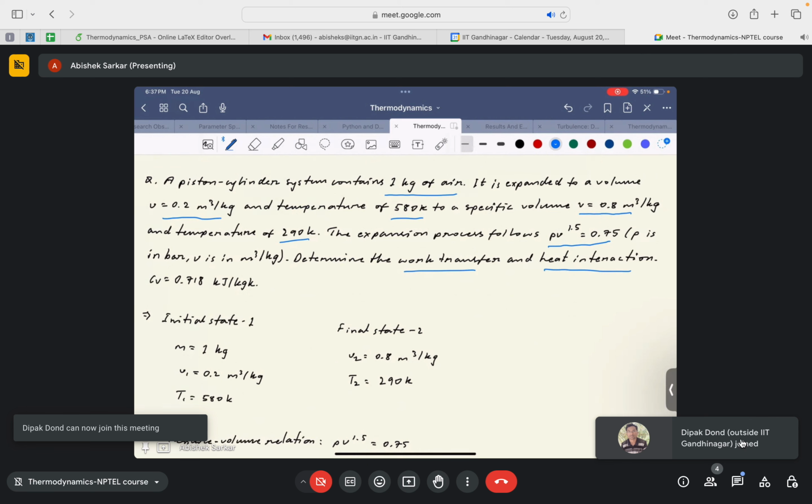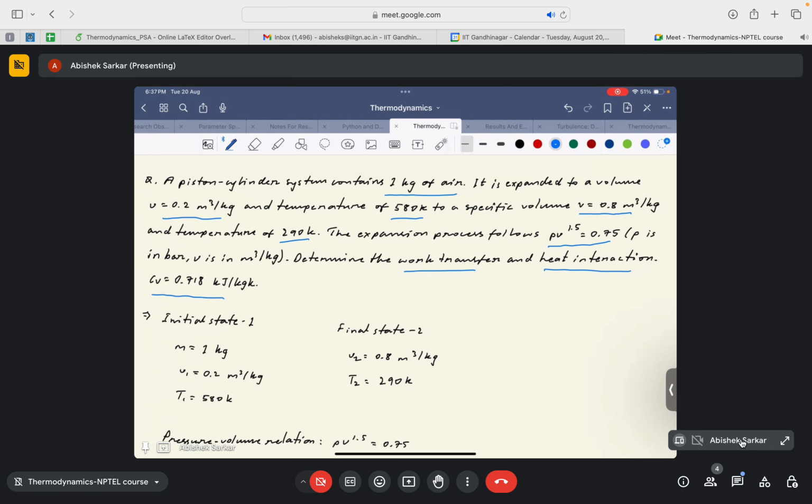Here you can see that CV is given as a constant, 0.718 kilojoule per kg Kelvin. Since this problem is already discussed, I don't expect you to solve it now. We can just go through the problem once, and you can tell me wherever it is difficult to understand, so that similar kind of problems, when I ask you to solve in the later part of this session, you can try on your own.